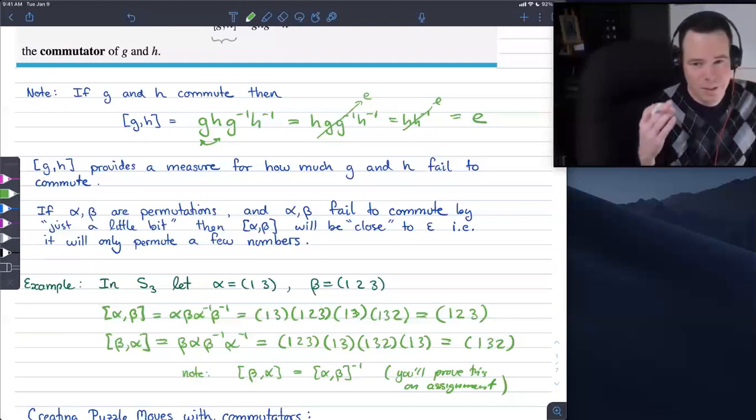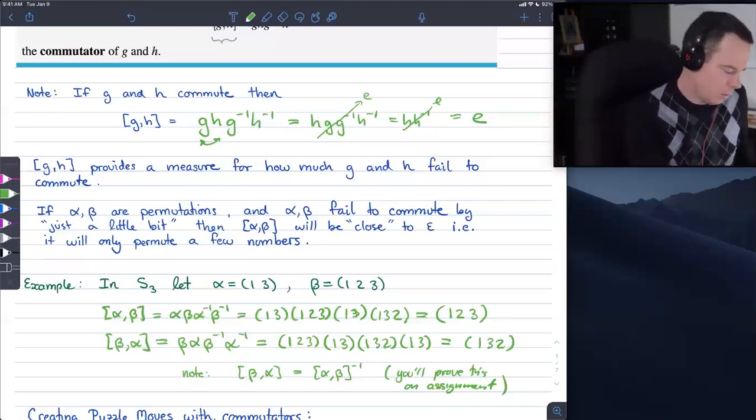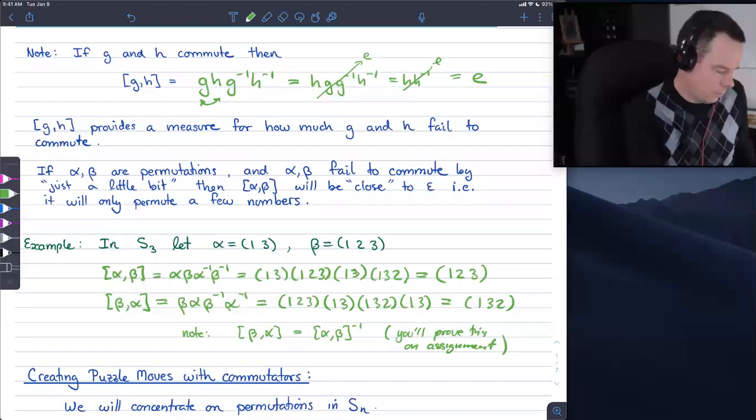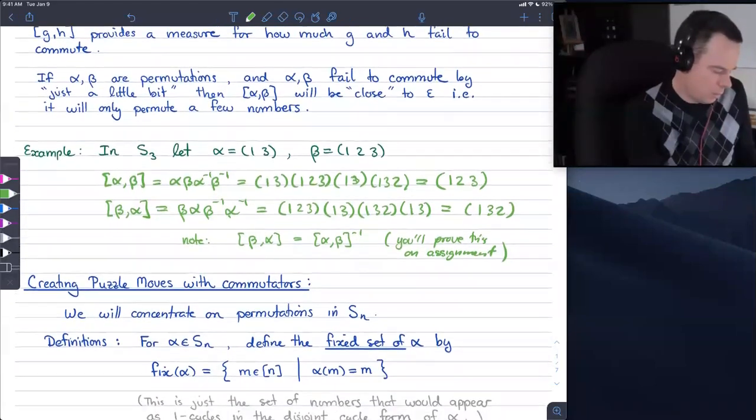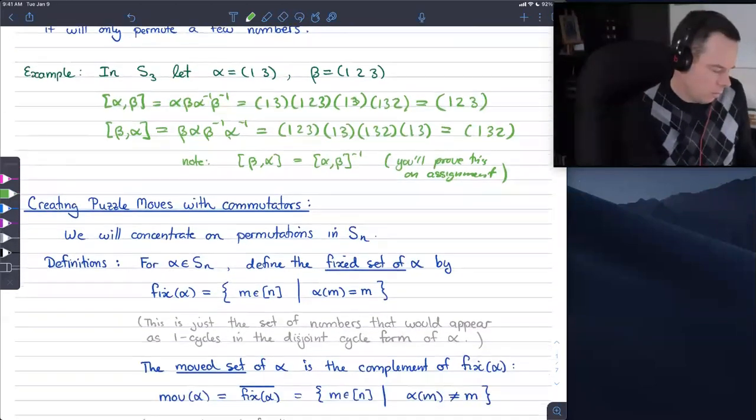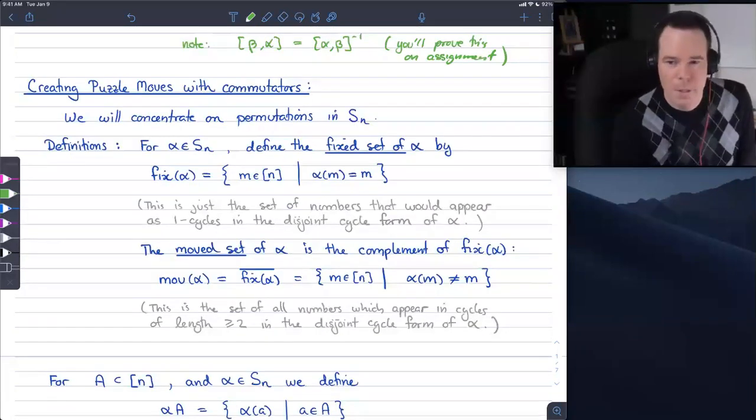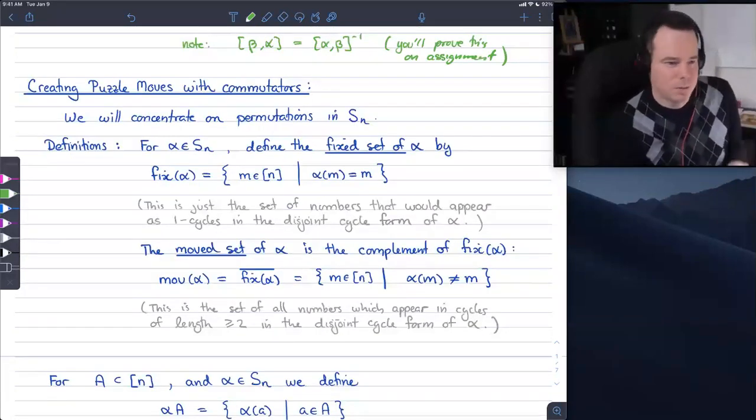So the short answer is, the reason I've introduced them here is because now we're just going to consider puzzles without gaps. And so all these techniques just apply quite directly and straightforwardly to those kinds of puzzles. Okay, so creating puzzle moves with commutators.